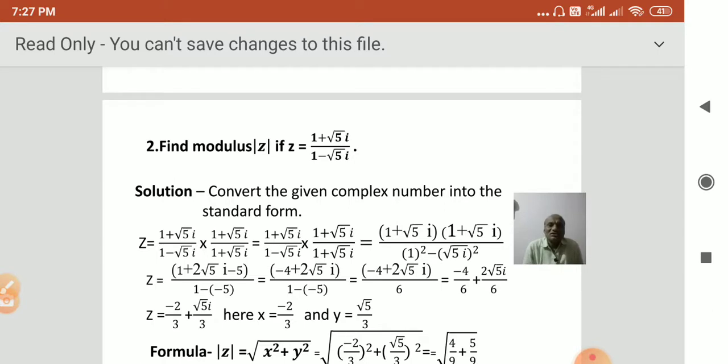So compare this with z as x plus iy. So we get the value of x as minus 2 by 3 and y as square root of 5 by 3.